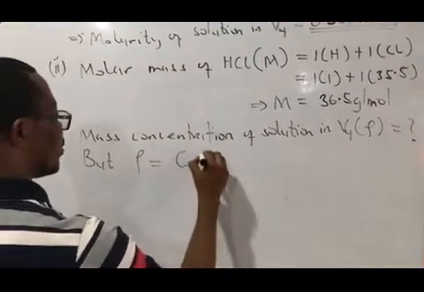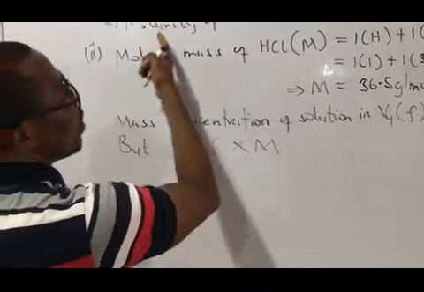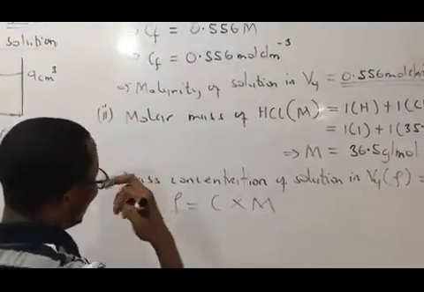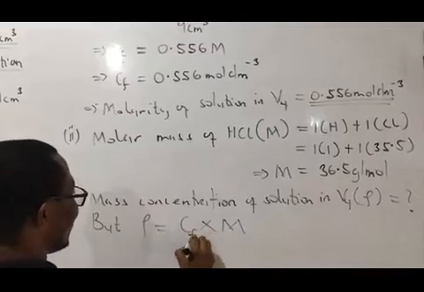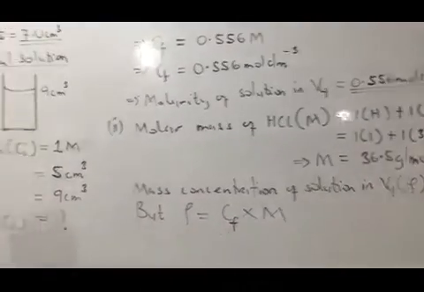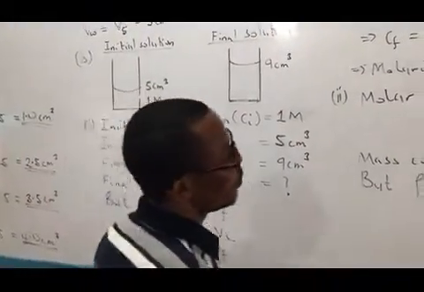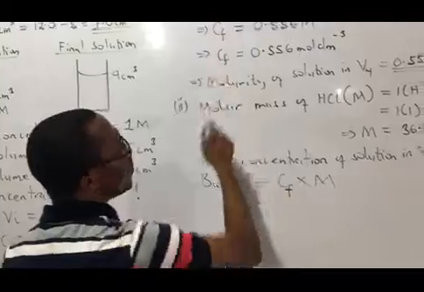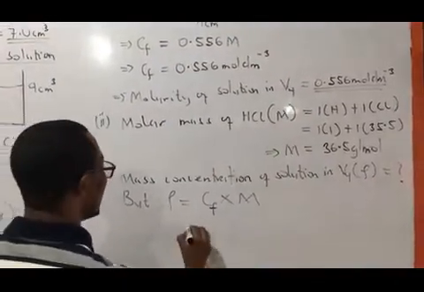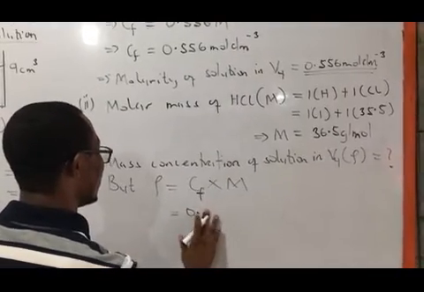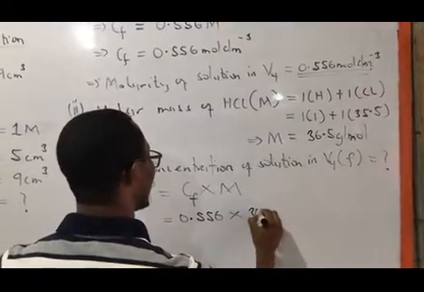So our mass concentration, as I said, is C times M. But the C we are making use of is the final molarity here. The molarity we calculated is the Cf, so you make use of the Cf times the M. You don't make use of the initial concentration, that's the Ci. We are looking at the final solution in V4, so you make use of the final molarity you have calculated and multiply it by the M. So that would be 0.556 times 36.5.